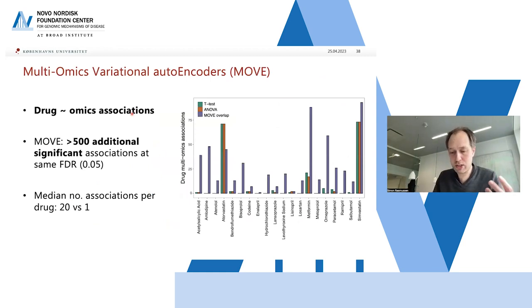where we then took, across these 700, 800 patients, they were taking 20 different types of drugs. And we then perturbed each of them one by one and tried to see which associations we could then identify. And so across the board here, we think we can identify more associations and also more associations per drug.